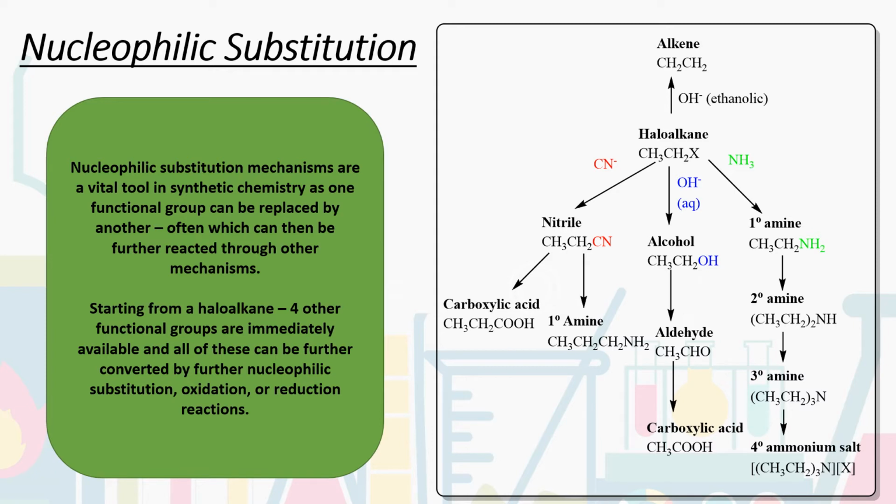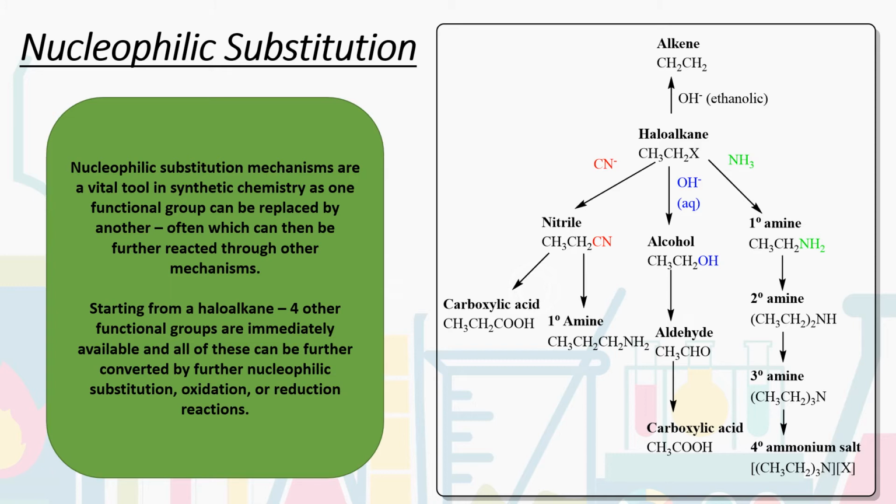Now, nucleophilic substitution mechanisms are a vital tool in synthetic chemistry because one functional group can be replaced by another. Once we've replaced the functional group by another one, that can often be further reacted through other mechanisms, often by oxidations or reductions. So we can see that starting from a haloalkane, we can actually immediately get to 4 different functional groups.